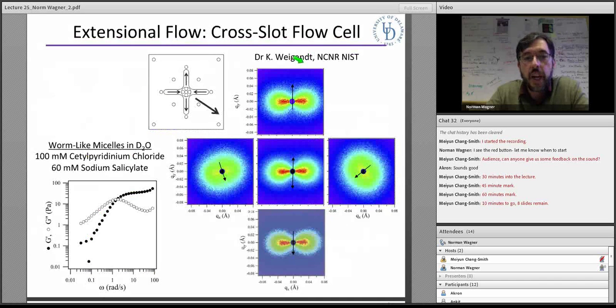Here's just data showing you at different points in the flow field. You get, of course, different structures because you have the inlet flow and you have the extensional flow afterwards, and you can see the high degree of alignment. And remember your reciprocity relationship. So the scattering horizontal means that you've got the worm-like micelles aligned along the flow direction. And this, again, is for cetylpyridinium chloride, an entangled worm-like micelle system.